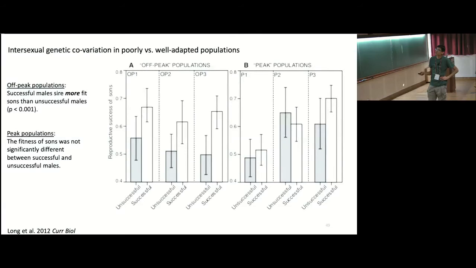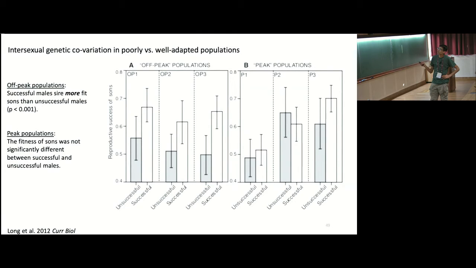And this is what he found. So this is the fitness of the sons produced from those crosses. For the off-peak populations, what he found was that successful males produced much more fit sons than unsuccessful males. And these are 95% confidence intervals. And that's highly repeatable in all the off-peak populations.